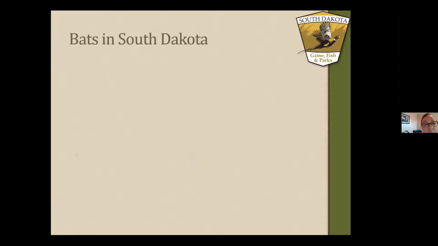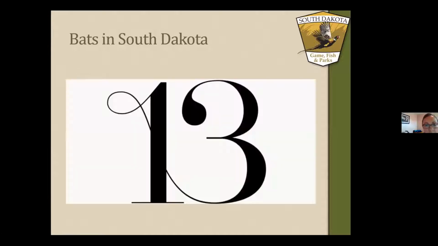So, more specifically, bats in South Dakota. All of the bats are in the family Vespertilionidae, and that essentially means the plain-nosed bats. These vespers are small to medium-sized bats. They have small eyes, and they eat bugs. There are 13 species known to live in South Dakota.